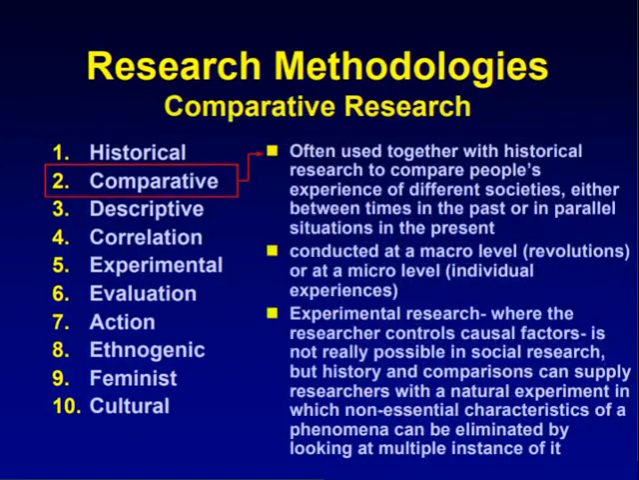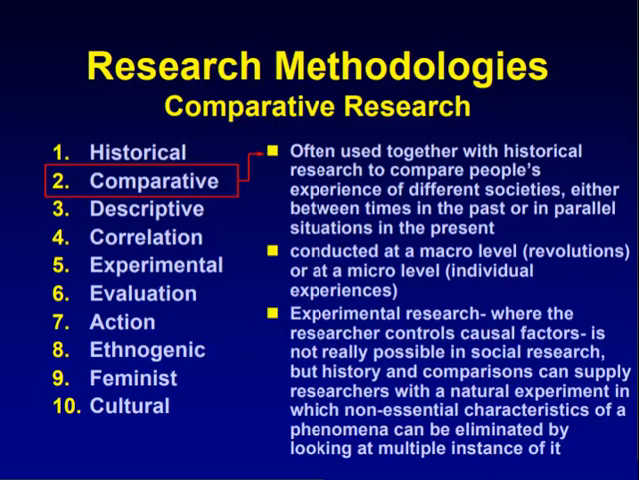In comparative research methodology, often used together with historical research to compare people's experience of different societies, either between times in the past or in parallel situations in the present. Conducted at a macro level, revolutions, or at a micro level, individual experiences. Experimental research, where the researcher controls causal factors, is not really possible in social research, but history and comparisons can supply researchers with a natural experiment in which non-essential characteristics of a phenomena can be eliminated by looking at multiple instances of it.